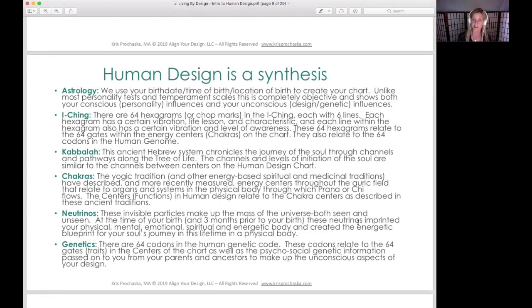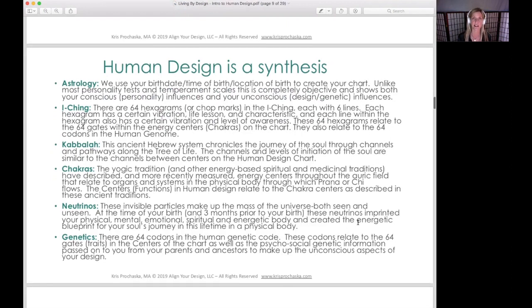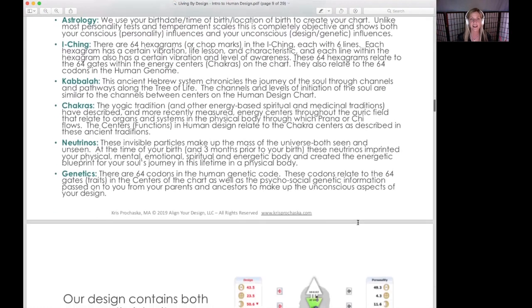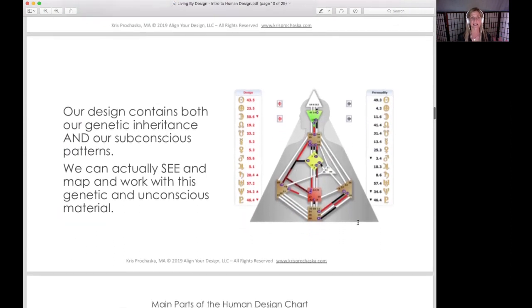The unconscious, this is the other thing that I love about human design, is that it maps not just your conscious, what you're consciously aware of, what your personality is, what you show to the world, but also your unconscious. So our design contains both the genetic inheritance, as I just said, and our subconscious patterns. That's what we see here on the left-hand side of this chart. We can actually see and map and work with this genetic and unconscious material.